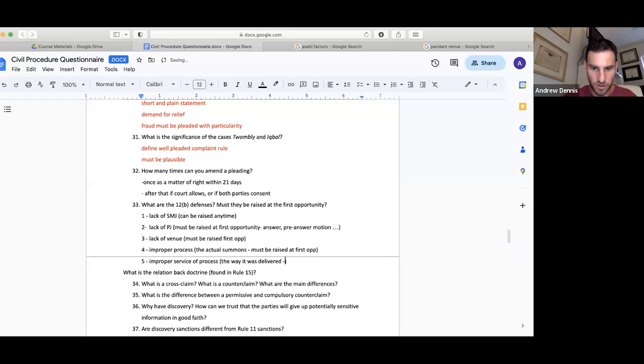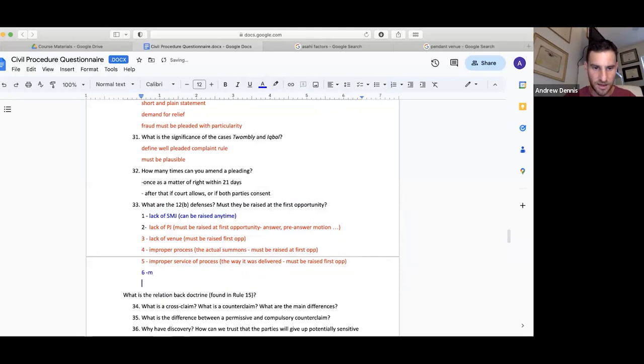Sorry, this is what I did think. Lack of subject matter jurisdiction is 1. That can be raised at any time. Then 2 through 5, they have to be brought up at their first opportunity. Then we close it up with 6 and 7, which Matt said are pretty related. And these can also be raised at any time.